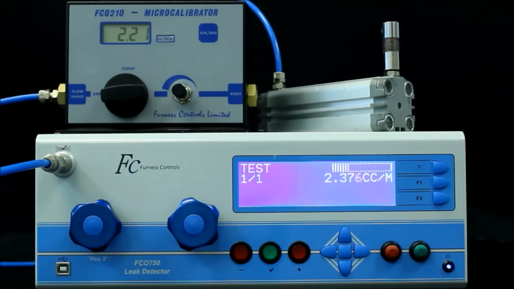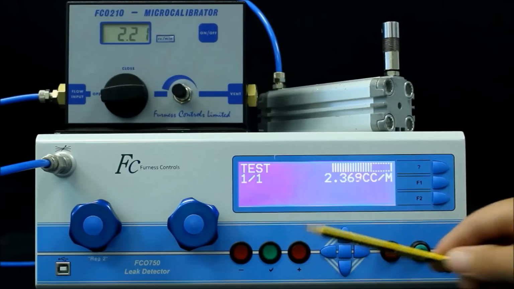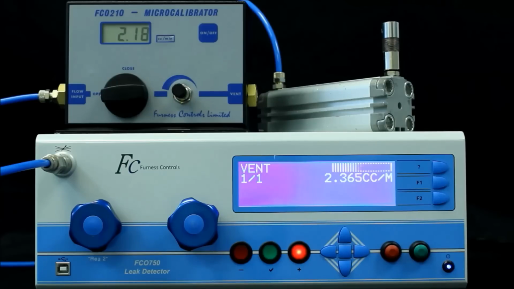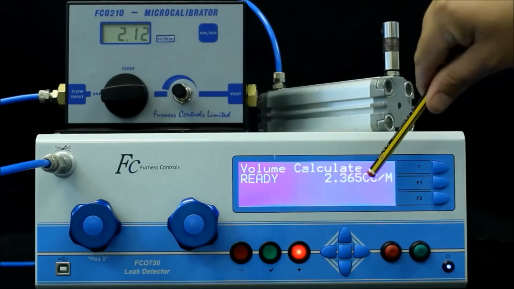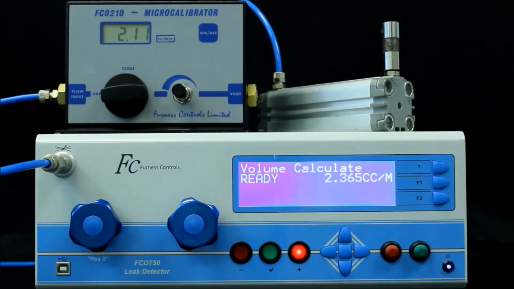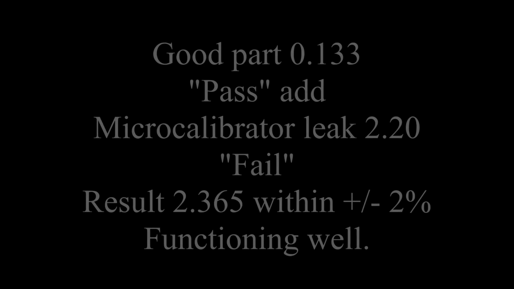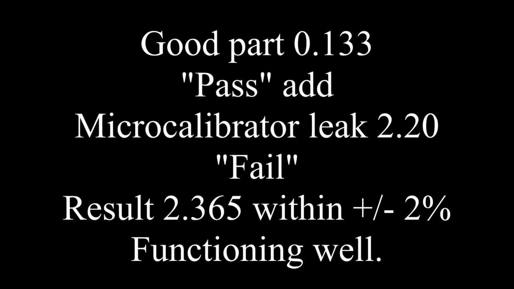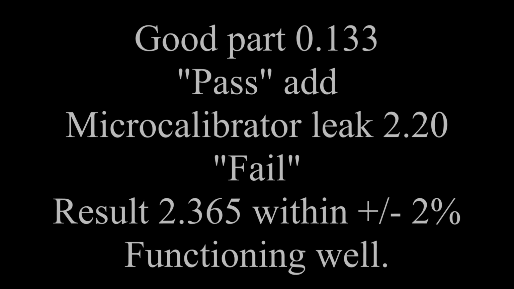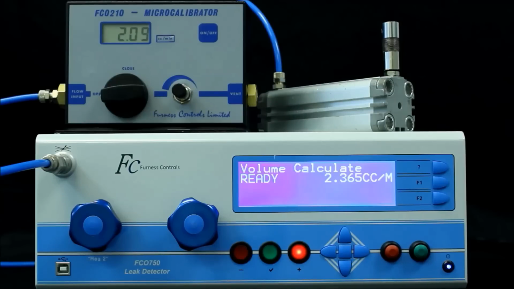And now what we're expecting to see is a fail, which we do, and also a good addition of the induced leak and the result that we've got, and the original leak from the non-leaking part. I can put a tolerance on this and I can use it every day to do a functional test.